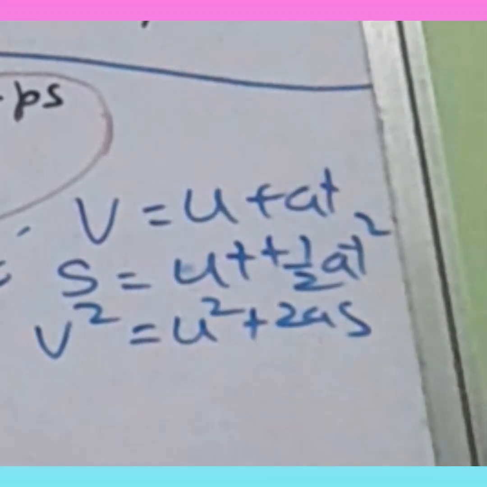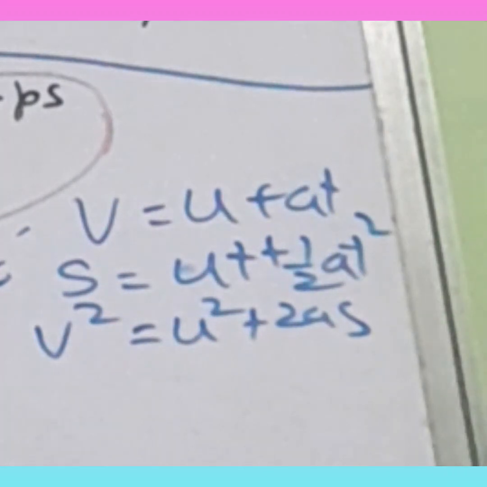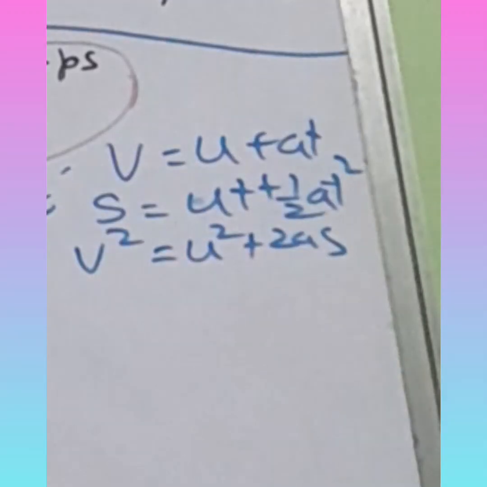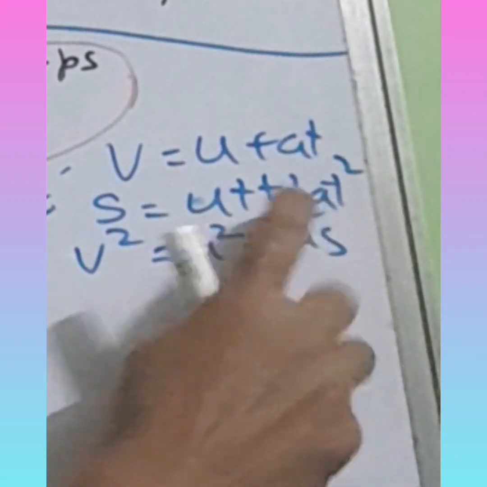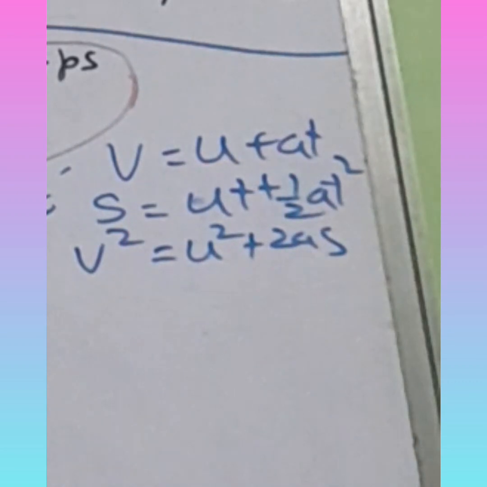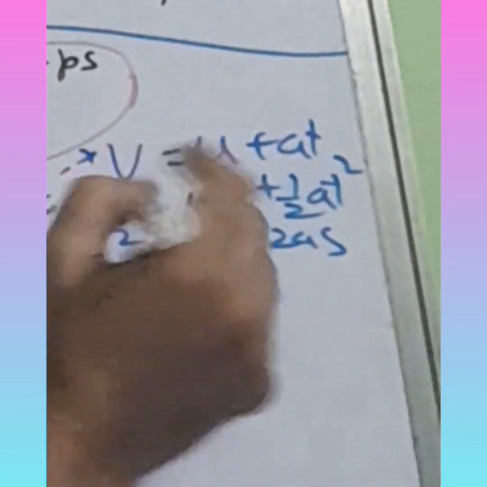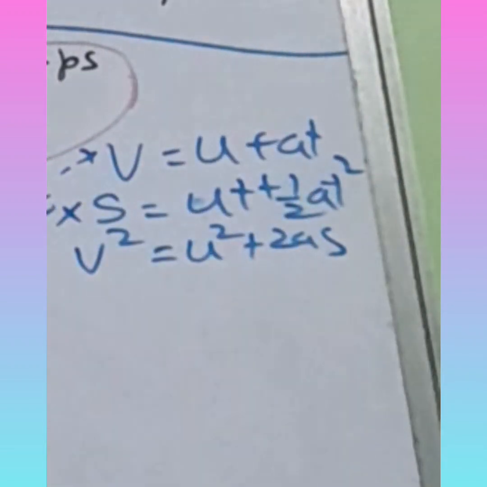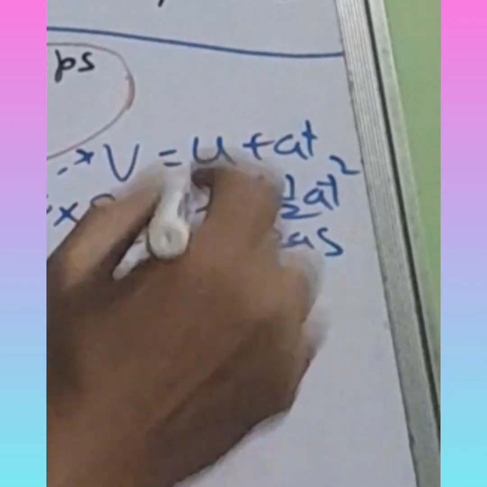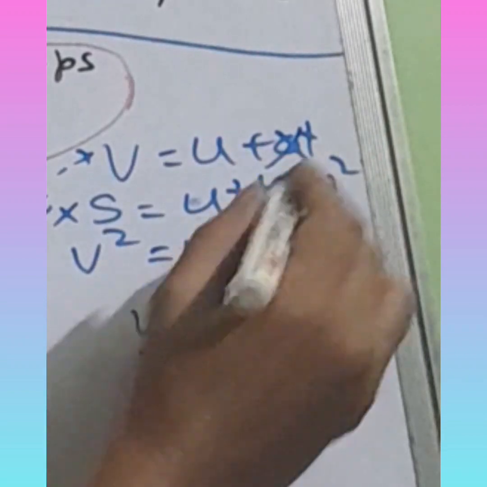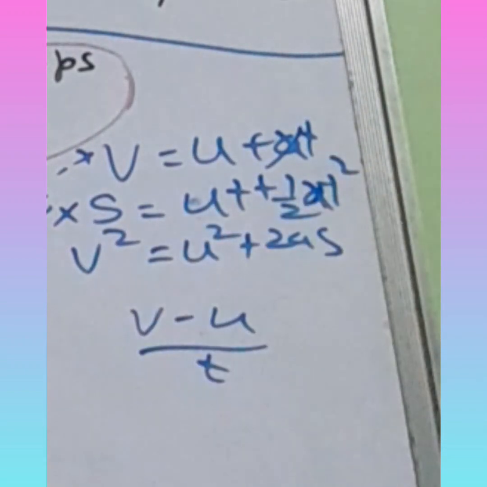Here we don't have time. Now here T square is there, but for finding acceleration we again require time, which is not given. So we cannot take this. V minus u, we cannot take this, because for finding acceleration, I hope you know, it is V minus u upon t, and that time is unknown. So we cannot get acceleration here, and we cannot use this equation.